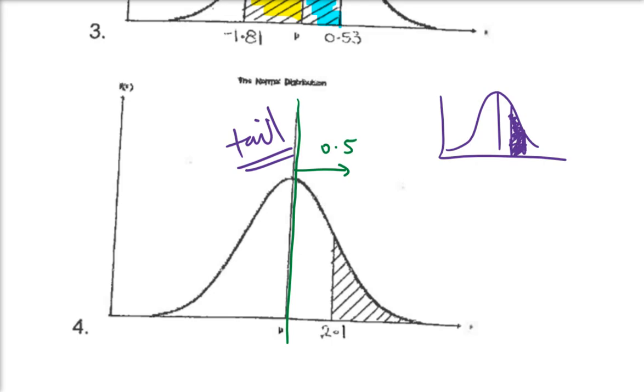So to calculate this shaded area, you're going to calculate this blue area, just like you did above, and then take the answer away from 0.5. So find the answer to the blue one, and go 0.5 minus that. So the probability that x will be greater than 2.1 is 0.5 minus the answer.